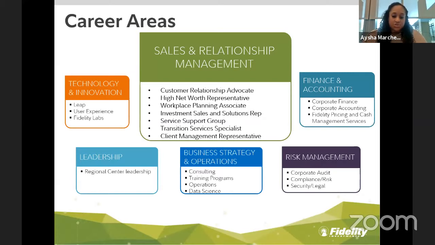An investment sales and solutions representative requires you to come in with the Series 7 license, one of the FINRA licenses that, again, we help train for. They are in an inbound sales phone function. Our service support group helps with our processing, and transition services specialists help with re-registering accounts due to life changes for our customers. Our client management representative role, again, is going to require those licenses coming in, as well as a bit more experience. It's going to be on our managed solutions side. We're really helping our customers by managing their money.